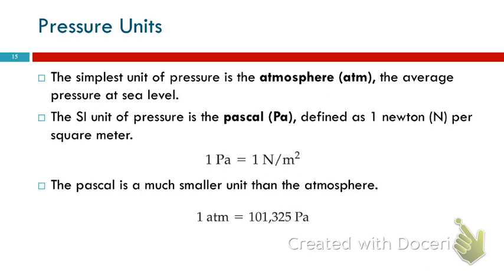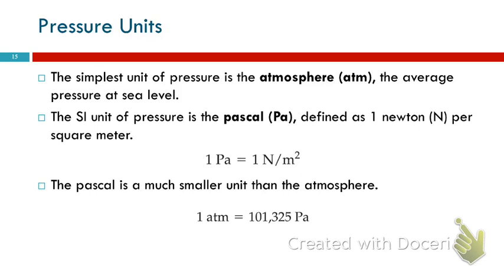unit for it. The simplest unit to understand is the atmosphere. The atmosphere, abbreviated ATM, has nothing to do with money. It is the average pressure on Earth at sea level. It's the pressure of 1 atmosphere of air.